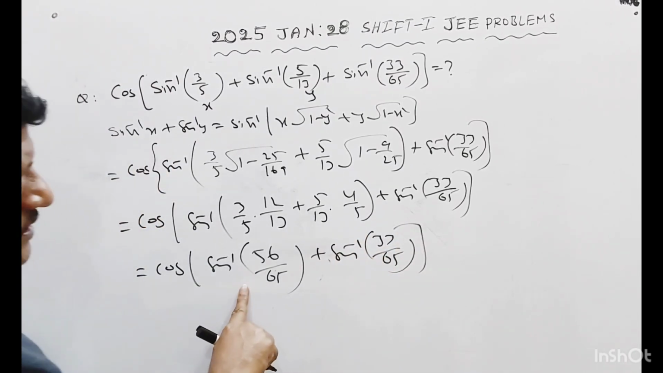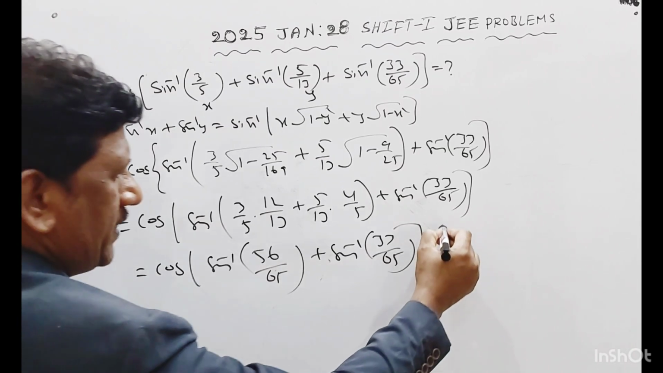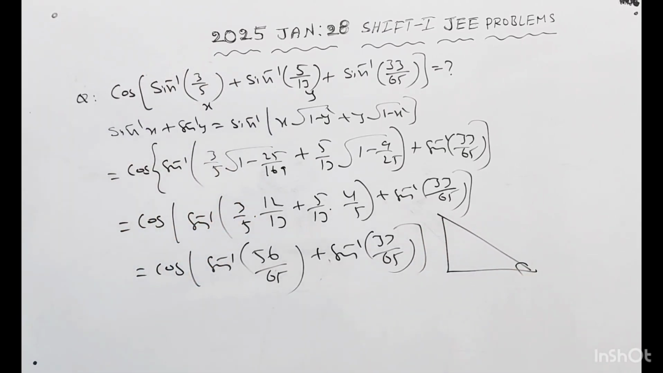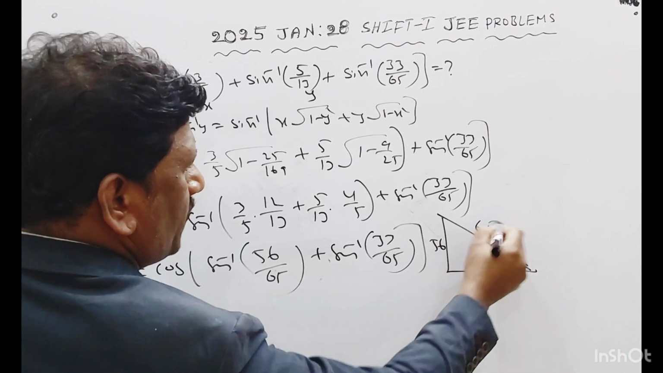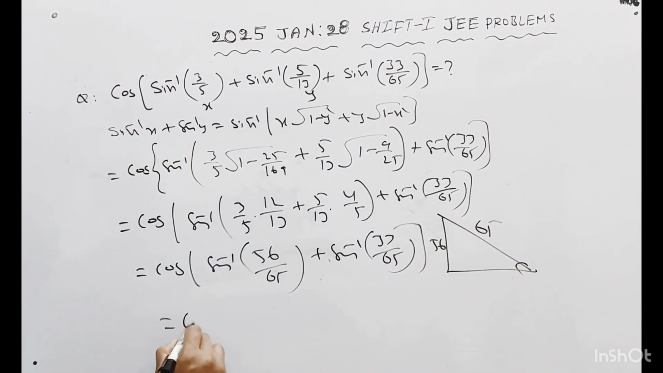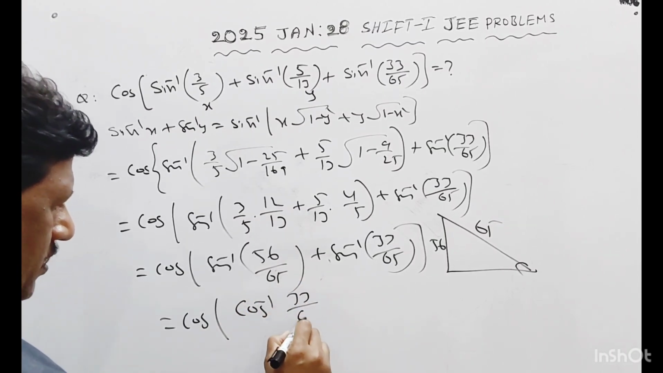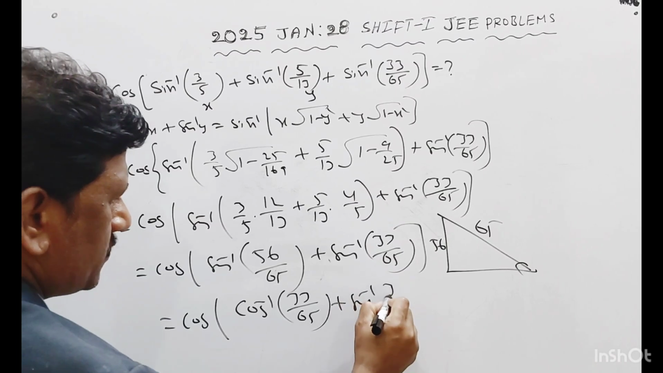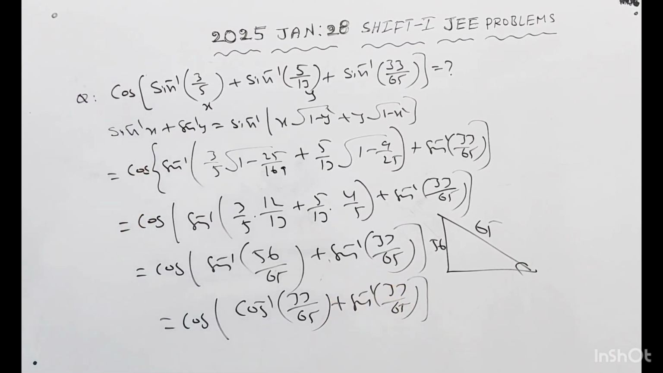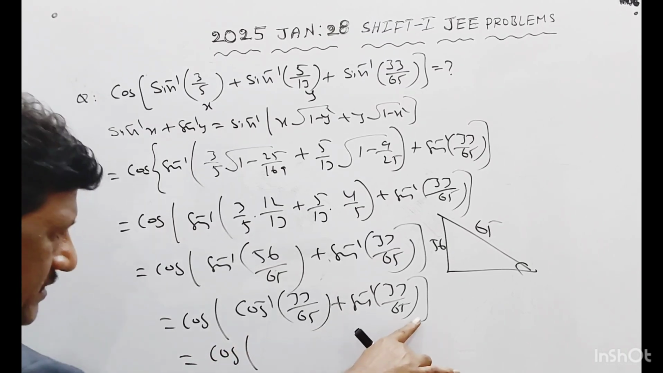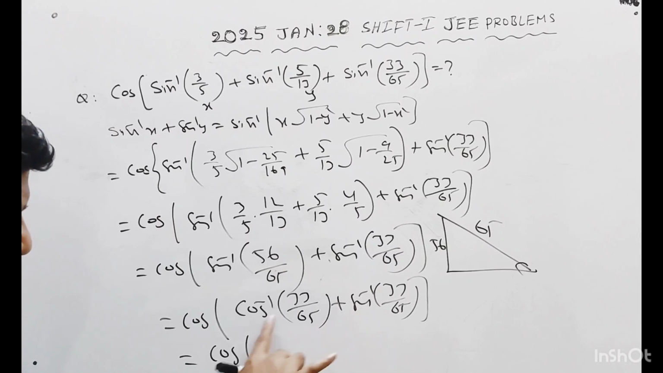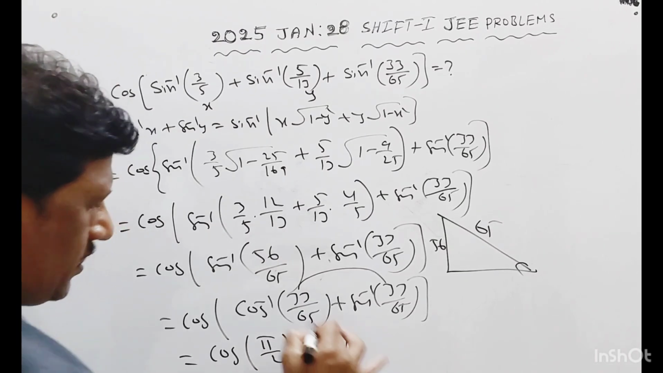Now you convert this in terms of cos. So make a triangle like that: this is 56, this one is 65. As per the Pythagoras theorem, you will get the cos inverse value as 33 by 65, plus sine inverse of 33 by 65. As per the inverse trigonometry formulas, when sine inverse and cos inverse have the same argument, the entire value is equal to 90 degrees, pi by 2. So cos 90 is 0. This is the answer for this problem.